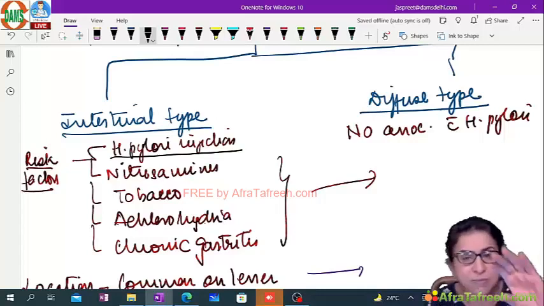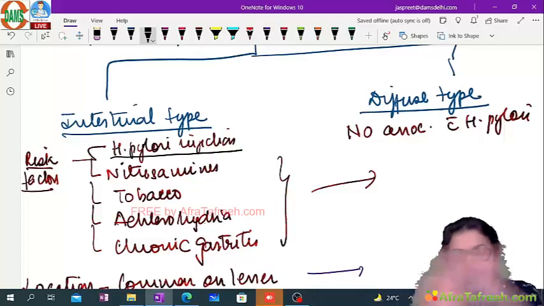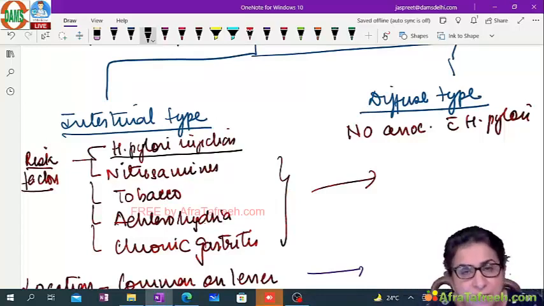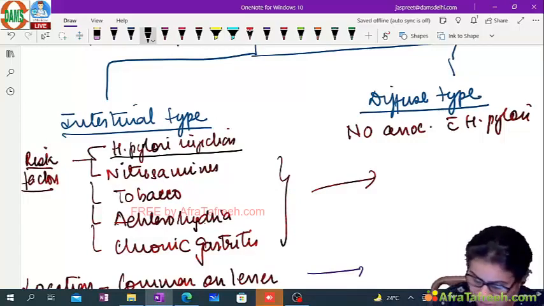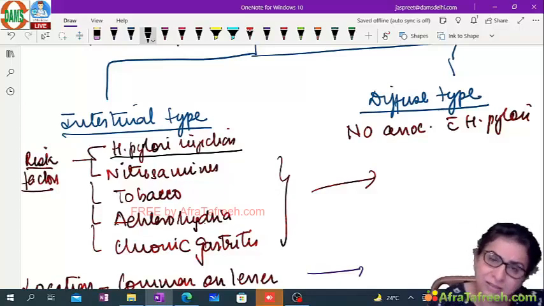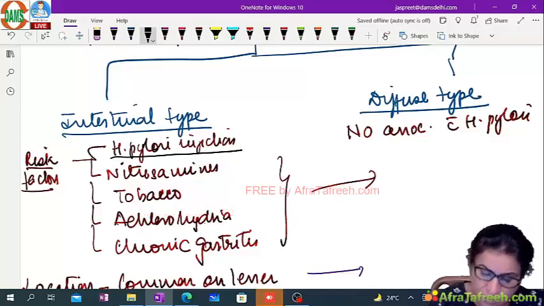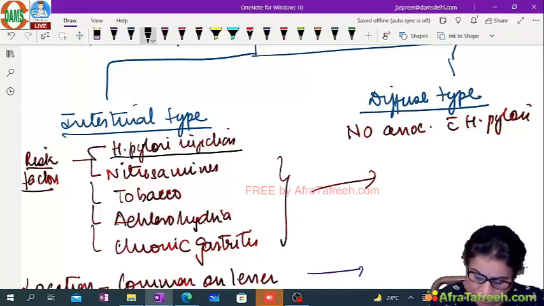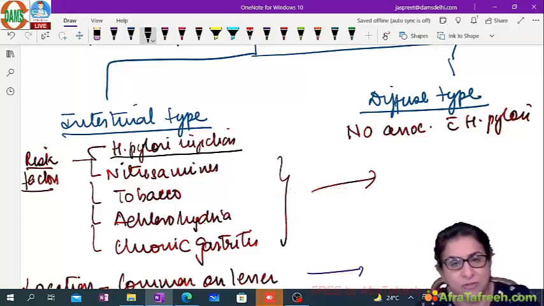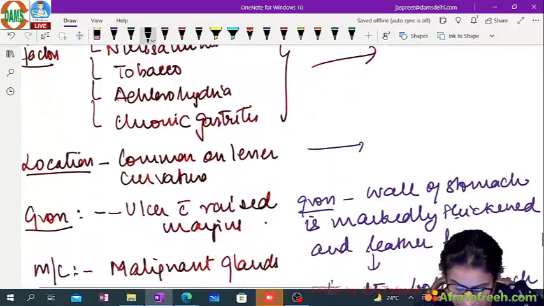In diffuse type, remember, H. pylori is not associated with diffuse type of gastric cancer. So no association with H. pylori. All the other factors, nitrosamines, tobacco, achlorohydria, chronic gastritis, can cause diffuse type of gastric cancer, but diffuse type has no association with H. pylori.